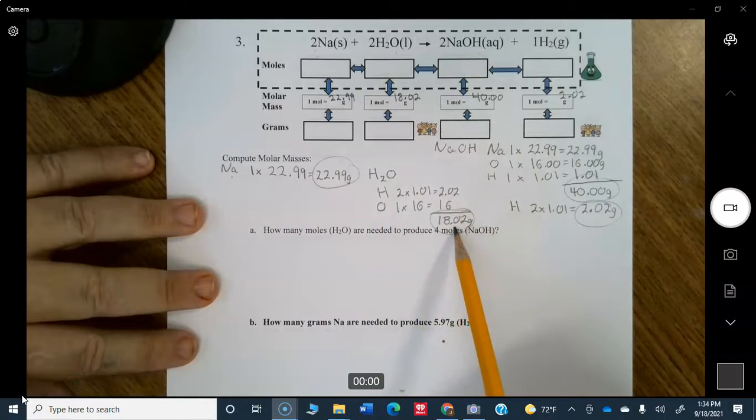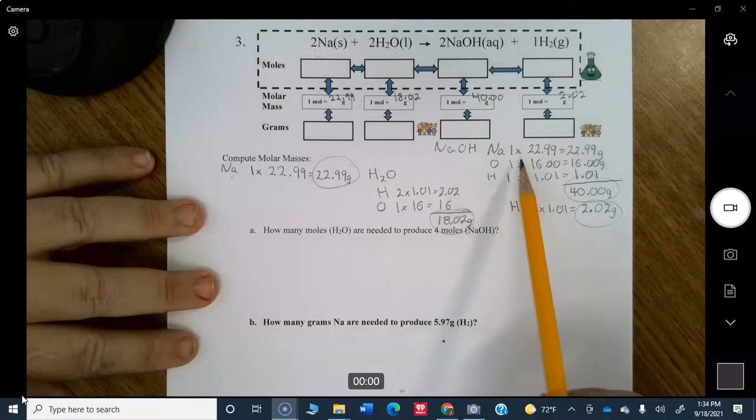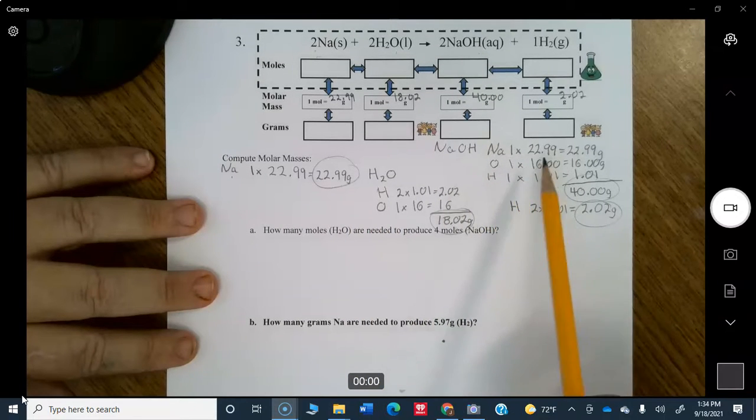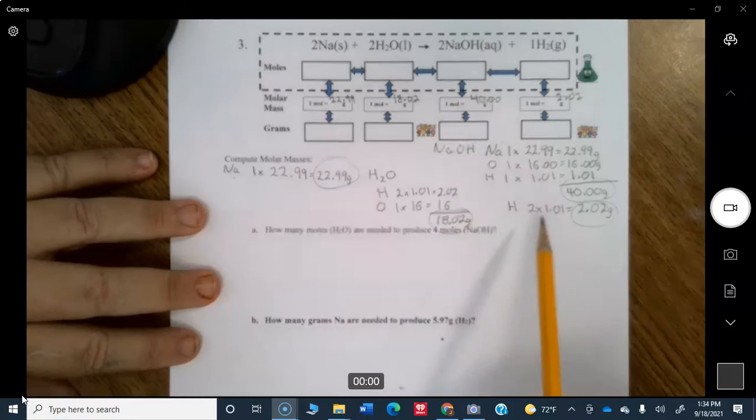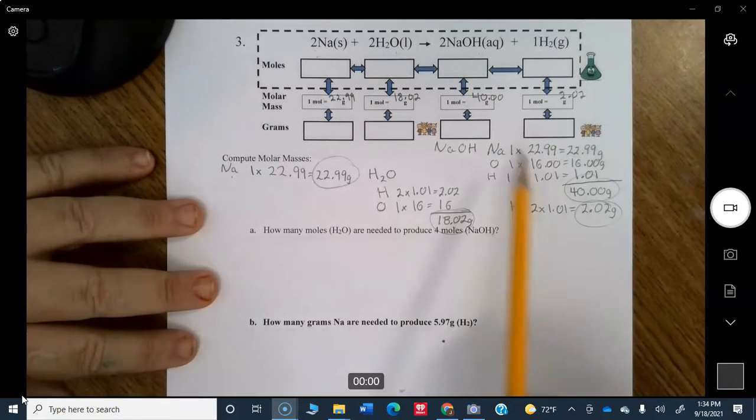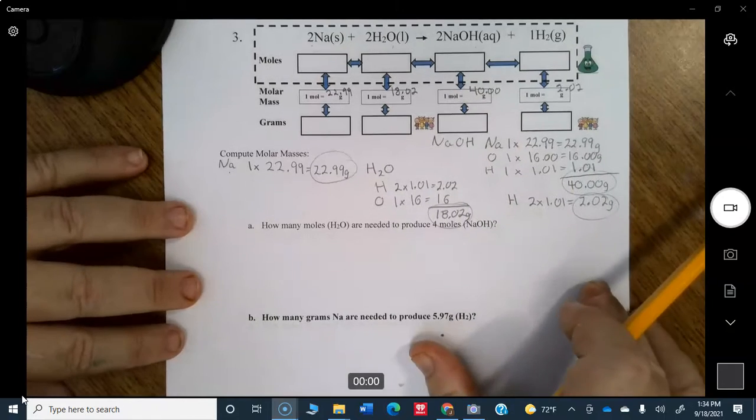H2O we've done, it's 18.02 grams. NaOH, you have to add 1 Na, 1 O, 1 H, and that comes out to be exactly 40. And then for hydrogen, it's 2 times 1.01 is 2.02. We've done that. So there they are. Okay, so we get started with this.